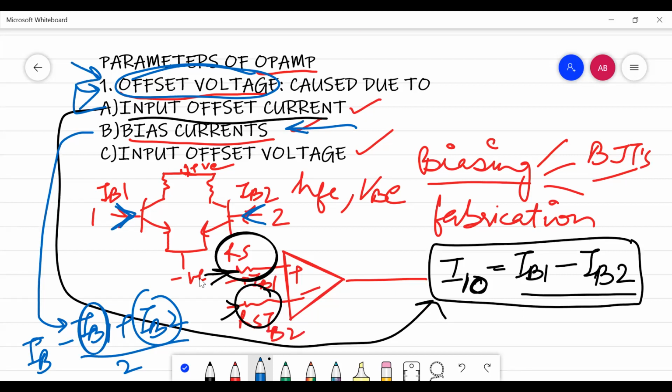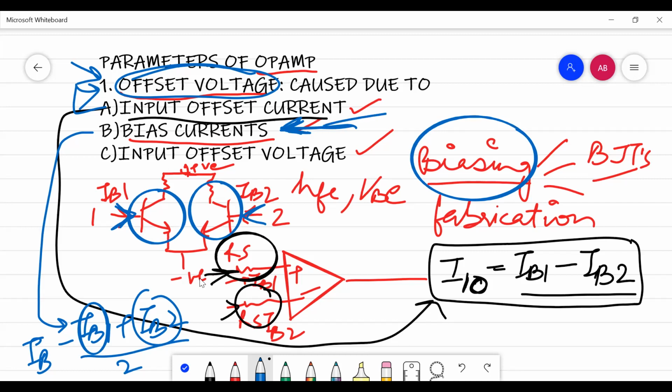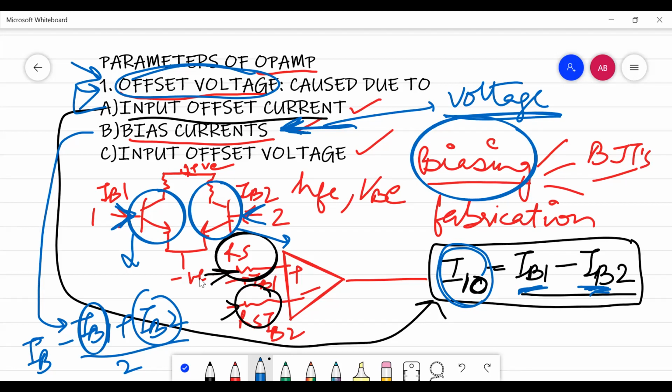So there are two types of these differences. First is because we have to provide bias currents for the proper biasing of these two transistors, and because of which there will be a potential across the resistors through which it is going to flow, and that is going to give rise to the offset voltage, number one. Second is because these two currents IB1 and IB2, because of the difference in HFE and VBE, there will be a difference between the two. So because of this small current IIO, there will be again offset voltage generated.